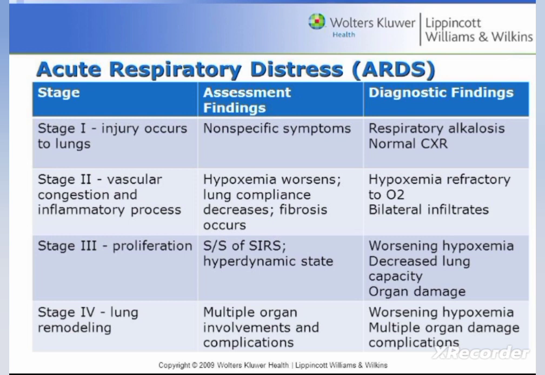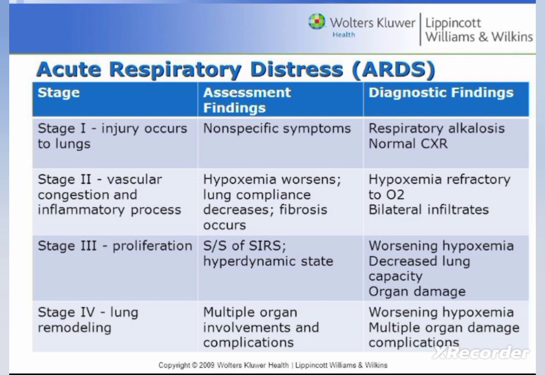But in case of stage 2, there will be vascular congestion and inflammatory response. So that there will be hypoxemia, lung compliance will be decreased and fibrosis occurs. When we are diagnosing, we can see hypoxemia and bilateral infiltrate in chest X-ray.